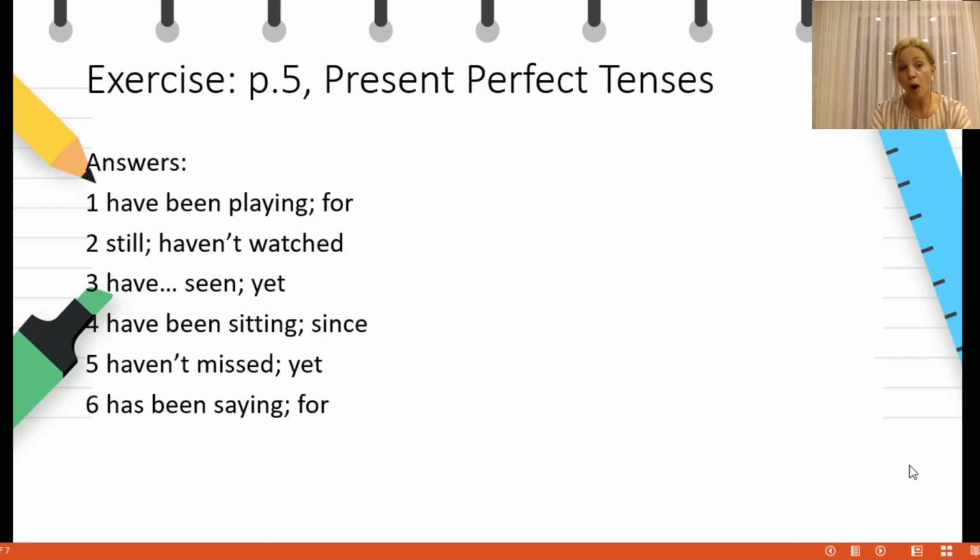This exercise requires combining all the three things I mentioned to you: the difference between the present perfect simple and present perfect continuous, the difference in the usage of for and since, and the difference in the use of still and yet. Do the exercise and afterwards check your answers, which are in front of you. Pause this video if necessary. Okay.